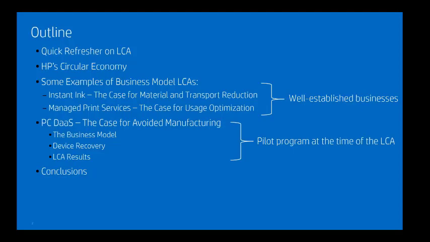So those first 2, when we did the LCA, were already well-established businesses. So the business models were set, they were profitable, they were really booming. And so those LCAs were pretty backward-looking. We were looking at how those business models were affecting the outcome, the environmental outcomes of the business, and then trying to adjust it going forward.